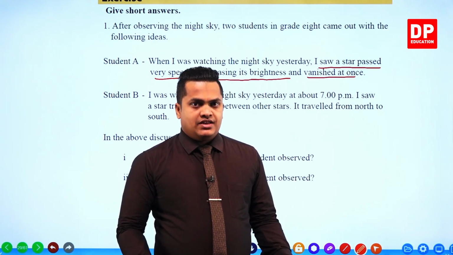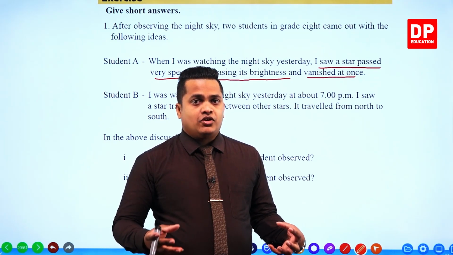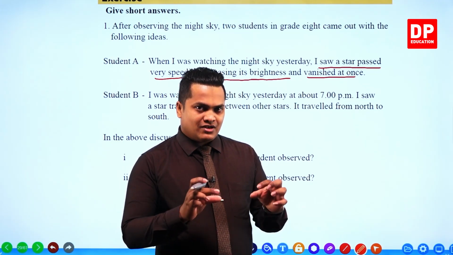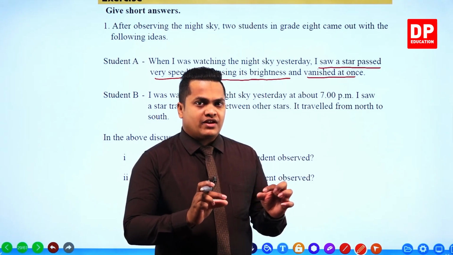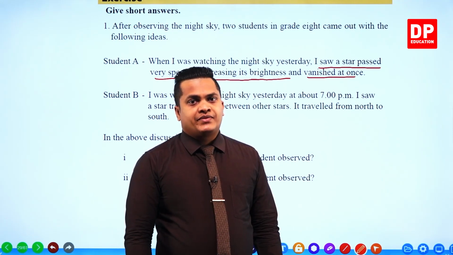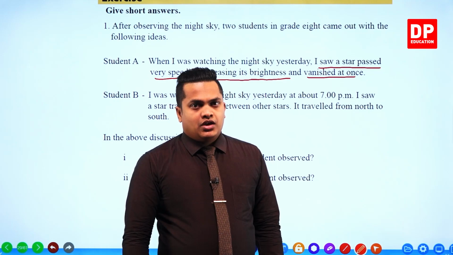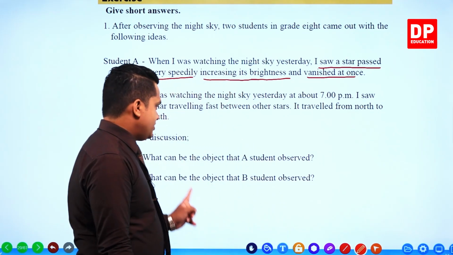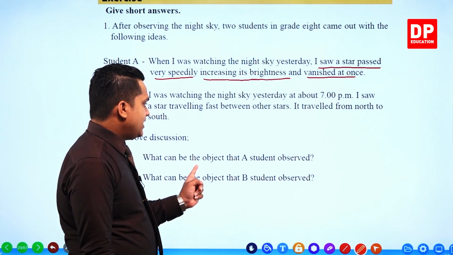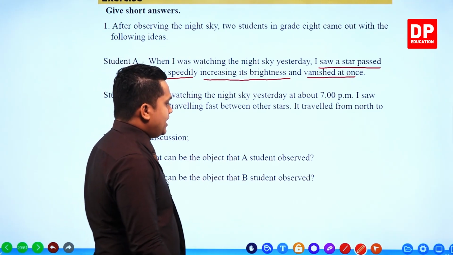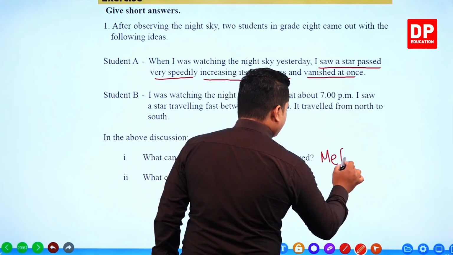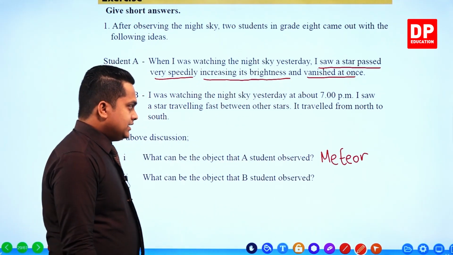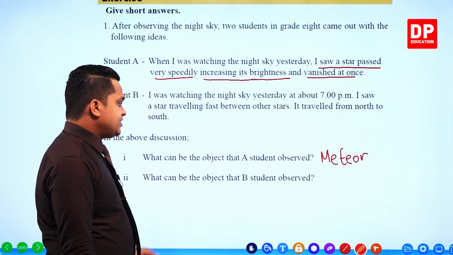So suddenly when a meteor comes, its brightness will increase for a very small frame of a time period. However, it's going to vanish in the next frame. So this is like a meteor. The first question asked: what can be the object that student A observed? Student A has observed a meteor.